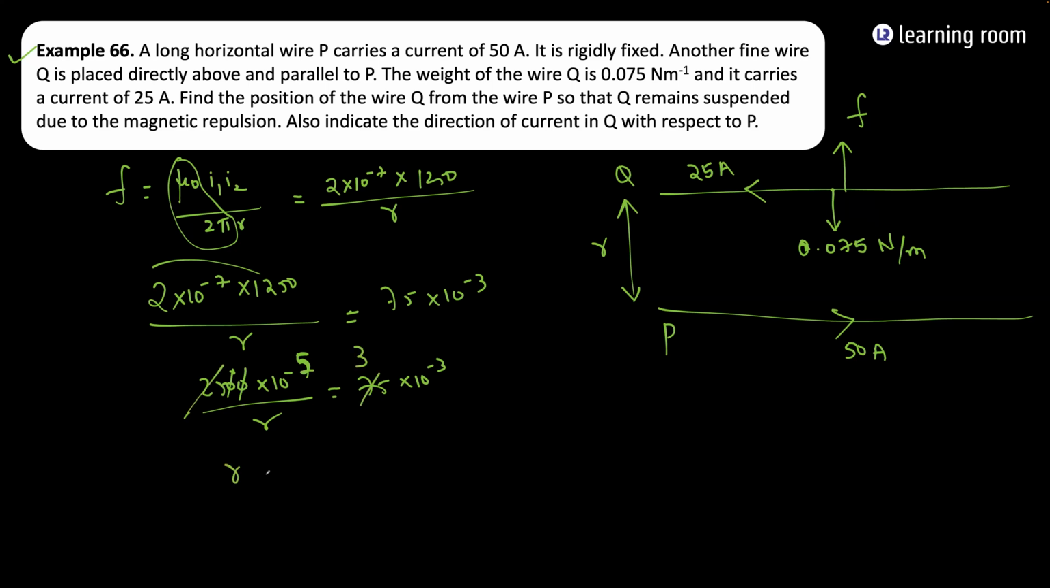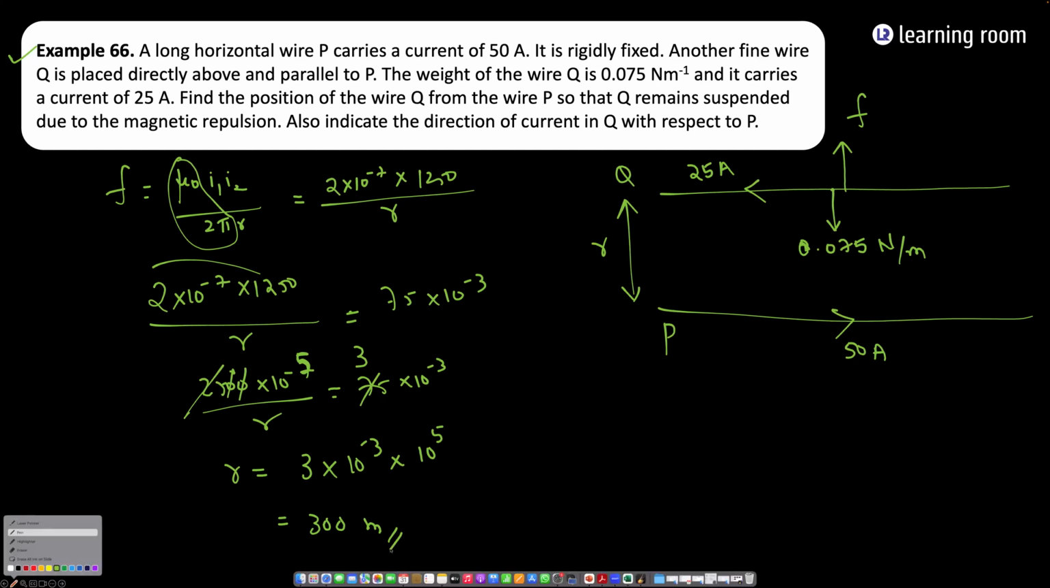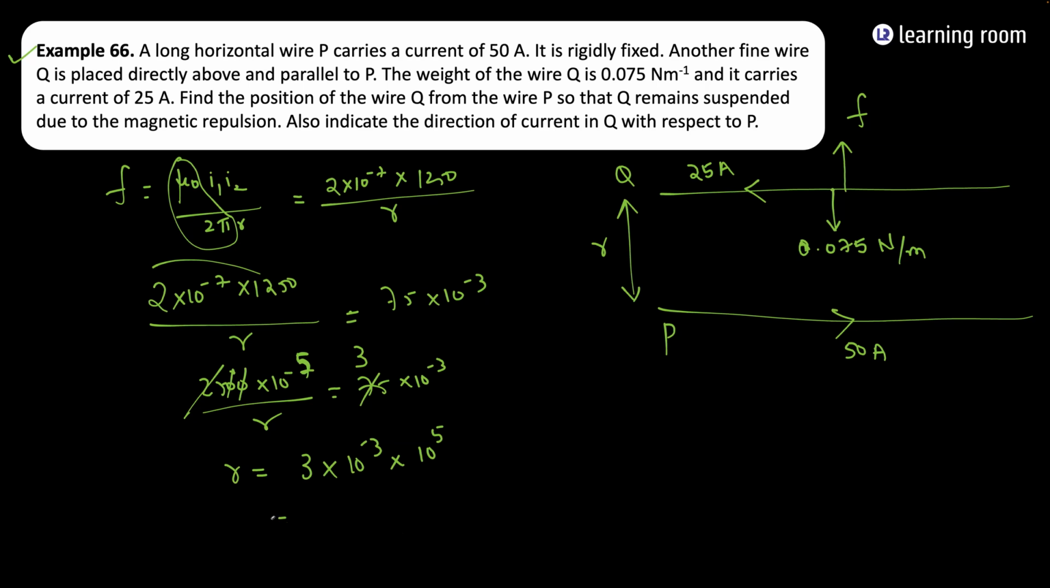So what is going to be the value of R? R will be equal to 3 into 10 power minus 3 into this will come this side as 10 power 5. So it should be 300 centimeter. No, 300. It should be 300 meter. Everything is in SI unit only, no? Mr. 300 meter is very high, wrong. Correction.